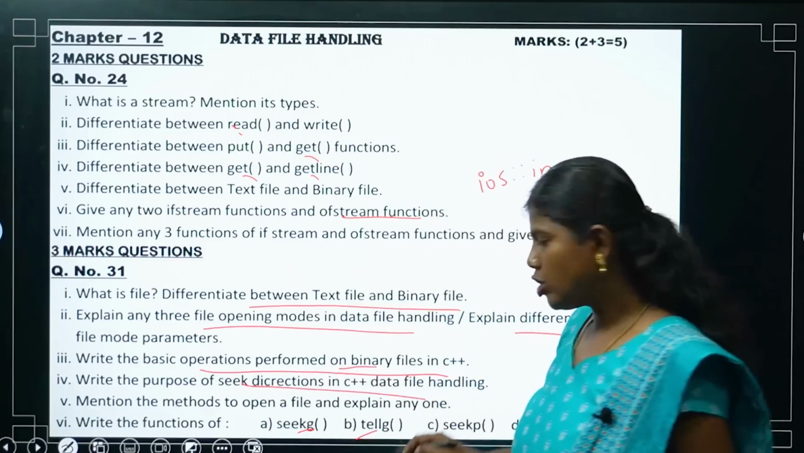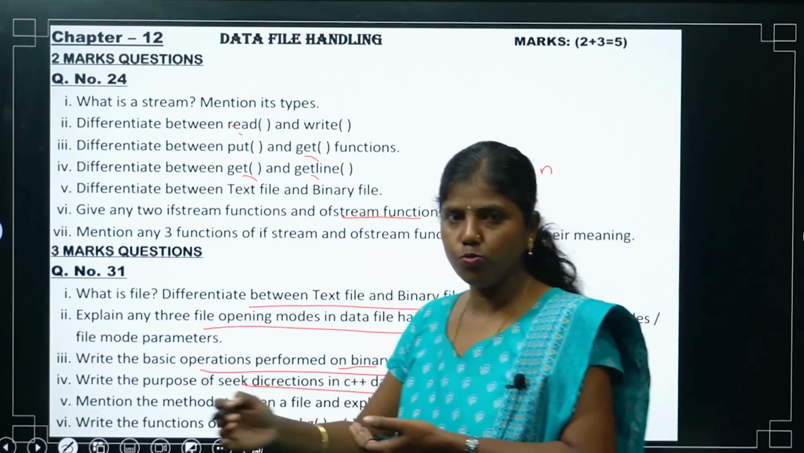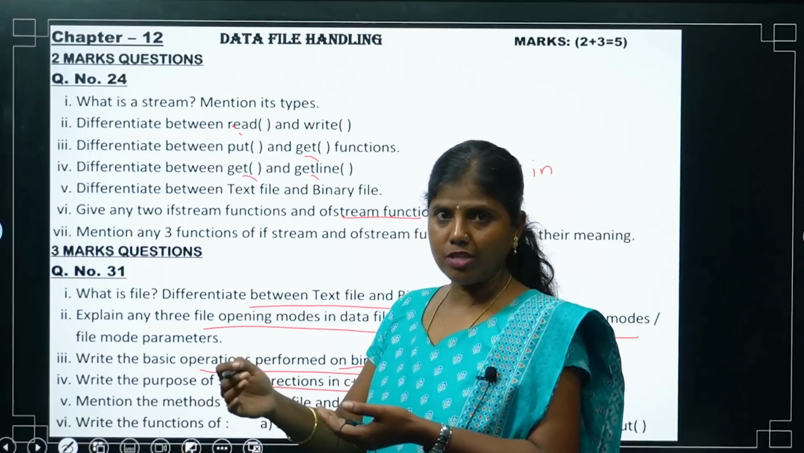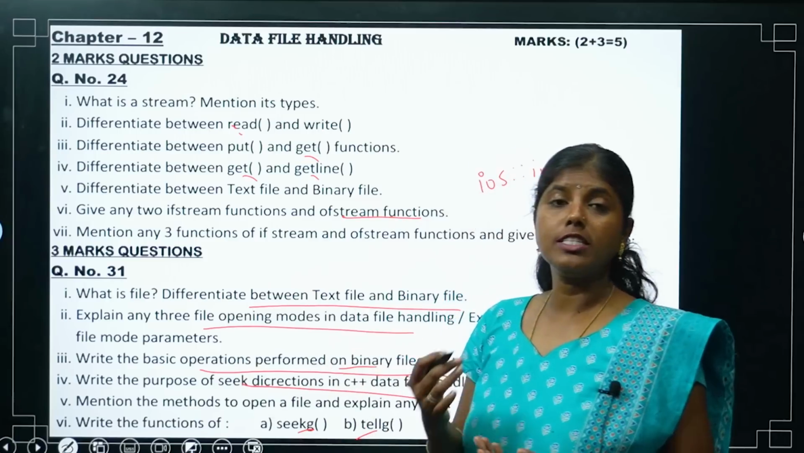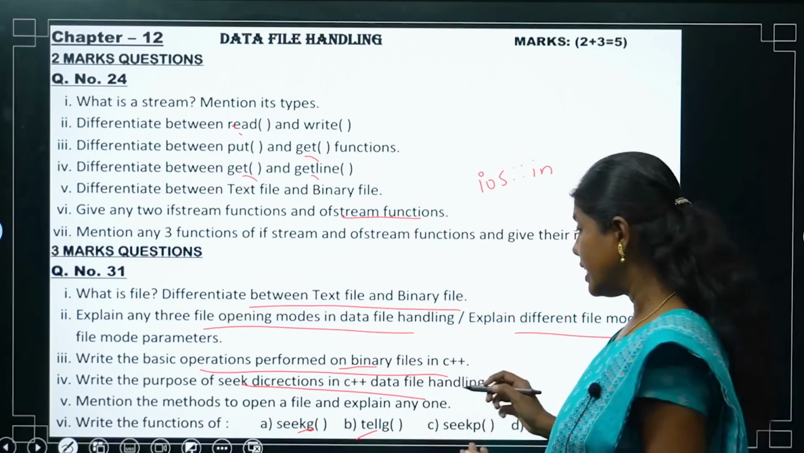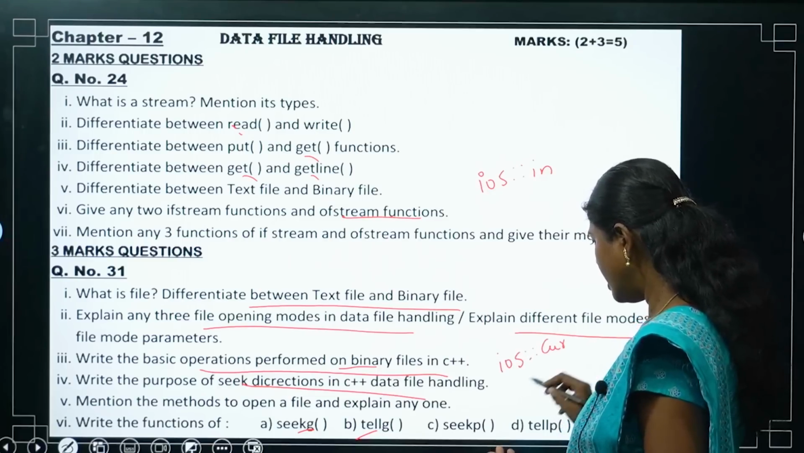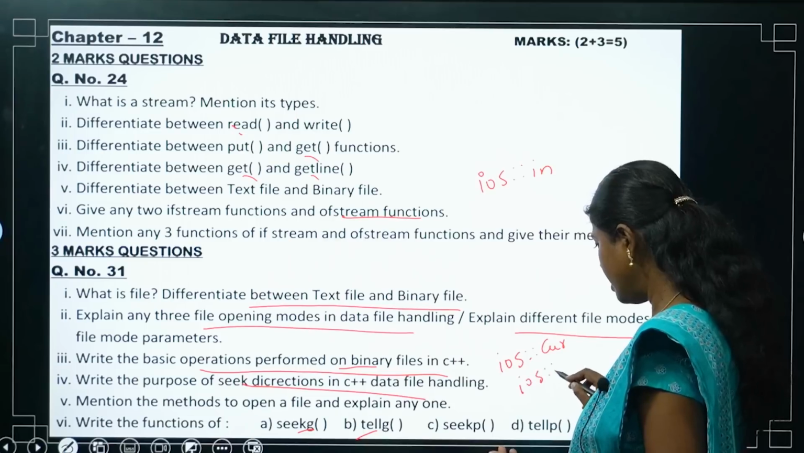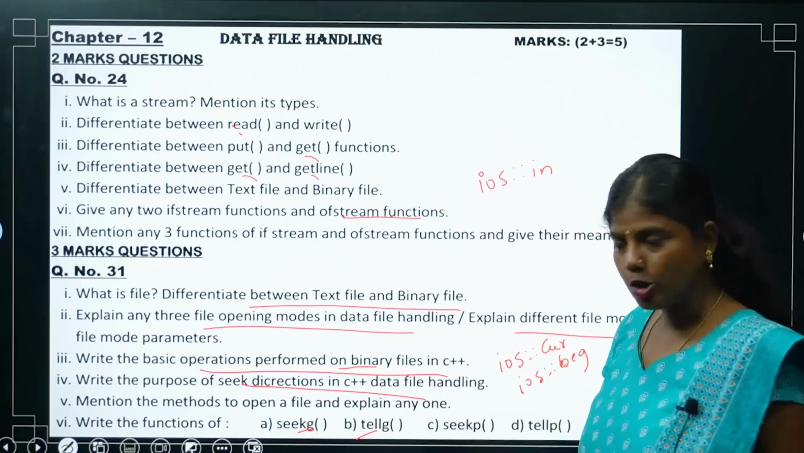Purpose of seek direction constant: from where you want to move the get pointer, from where you want to move the put pointer. What is the reference? How many bytes? That is the offset. Seek direction constants can be ios::cur, ios::beg, and ios::end. So this is going to be the seek direction constant.